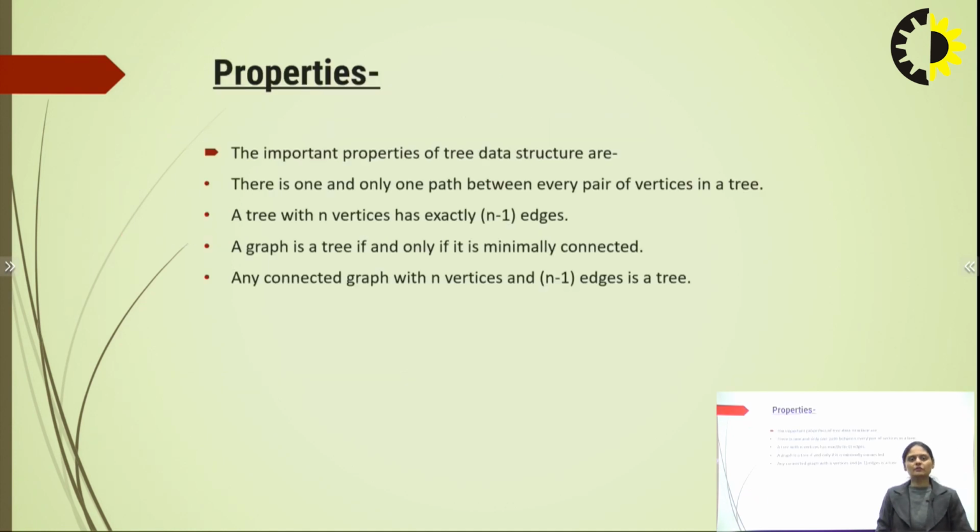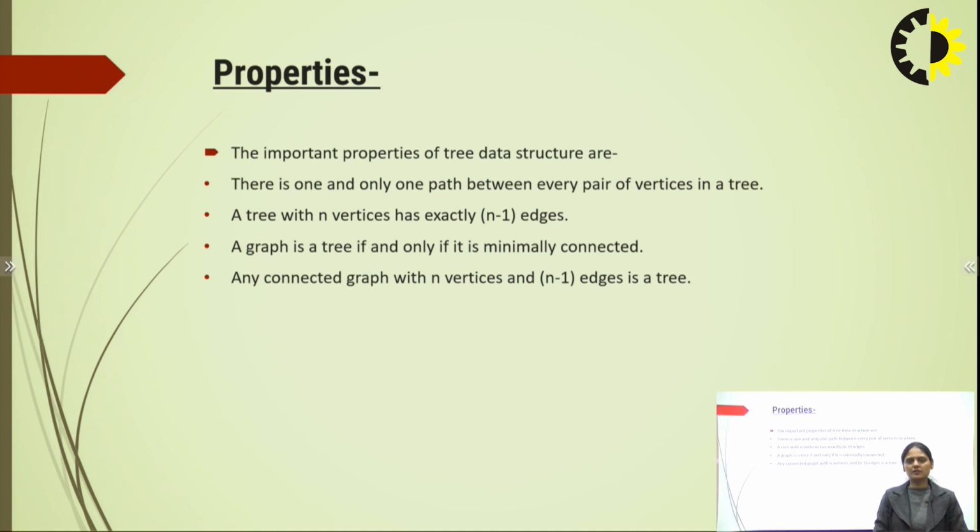Now the properties of a tree. The important properties of the tree data structure are: there is one and only one path between every pair of vertices in the tree. As I have said, the tree is minimally connected, so for any path from one node to another, there is only a single path. Another is that a tree with n vertices has exactly n minus 1 edges.